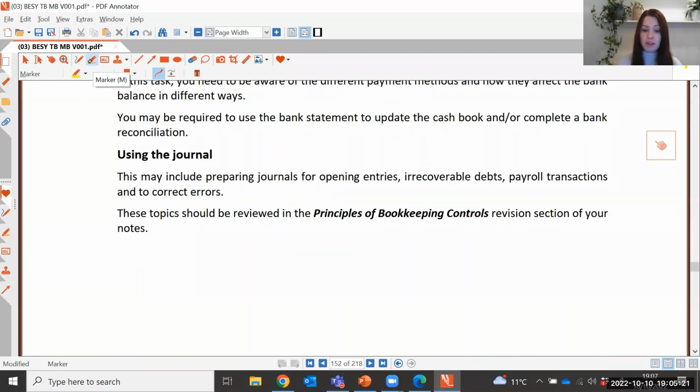And then also within some questions on journals, it could be journals to record opening entries, to write off any irrecoverable debts, or journals for any payroll transactions, and also any journals to correct any errors that are made within the double entry bookkeeping system.